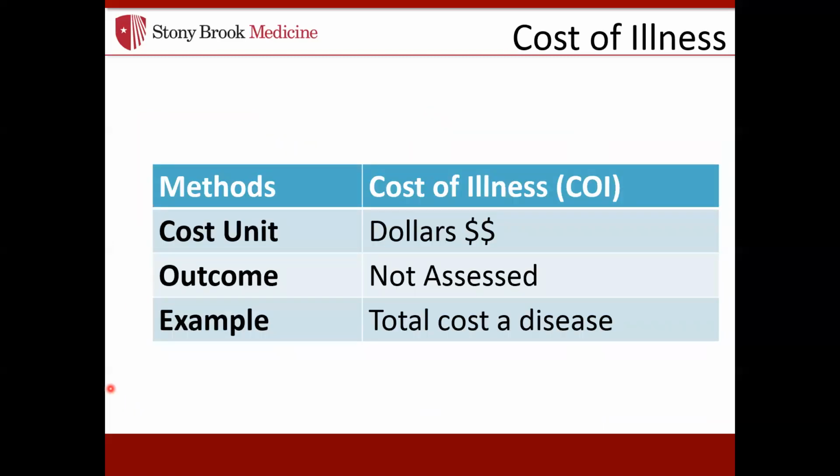So the first analysis we're going to look at is cost of illness. The methodology is considered cost of illness. The cost unit that they input, for costs in general, is dollars, and across the board it's going to be dollars for all the tests that we're going to discuss. Outcome unit, it's not assessed. Basically, this is looking at the total cost of a disease. So what does it cost to be a diabetic?